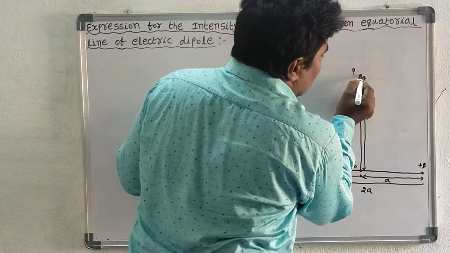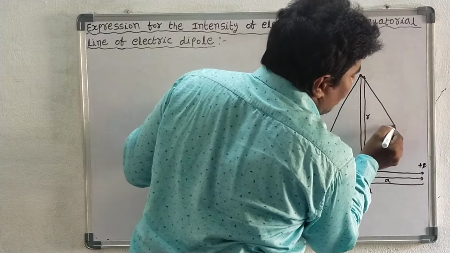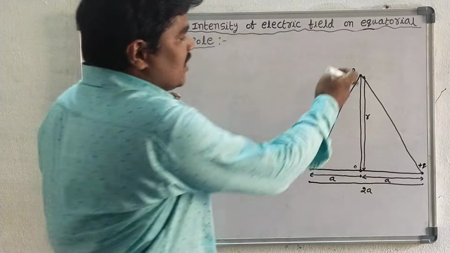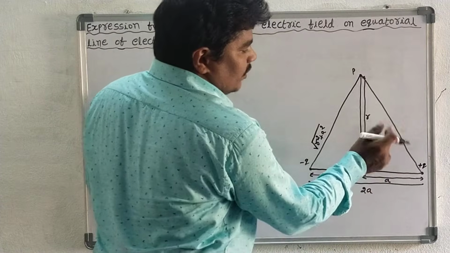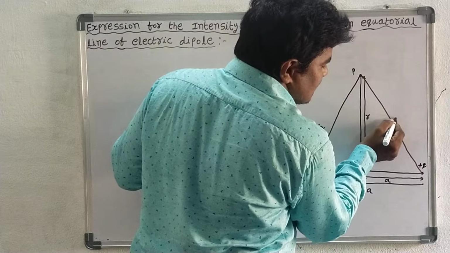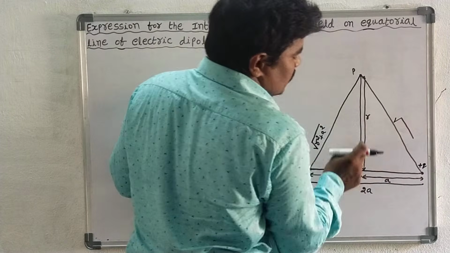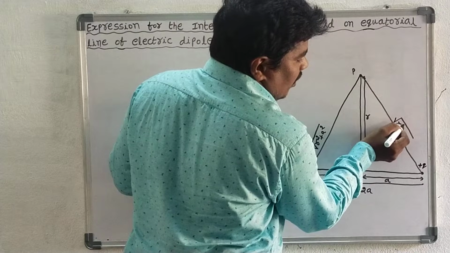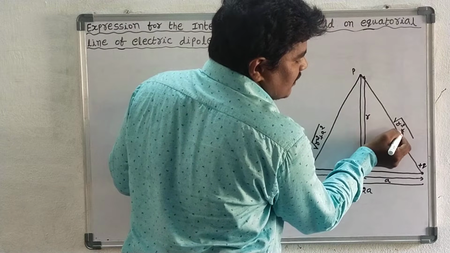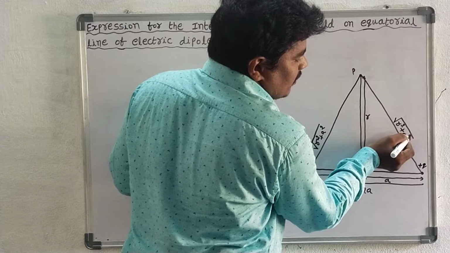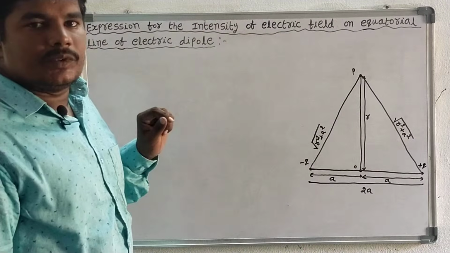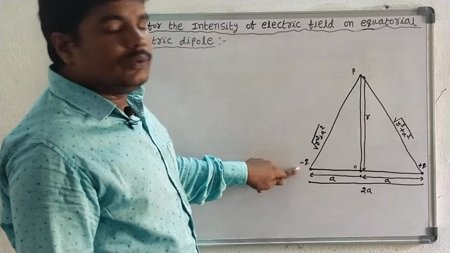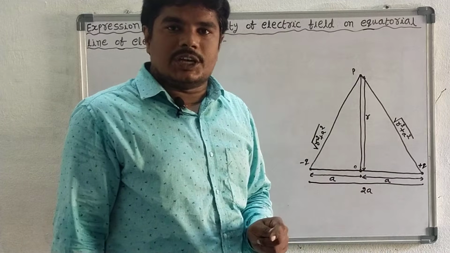Here also, the distance between point P and the positive charge. This is also a right angle triangle. So here also we get the same value, that is square root of side square plus side square, root of r square plus a square. So these are the corresponding distances from the point P to the negative charge and the positive charge.